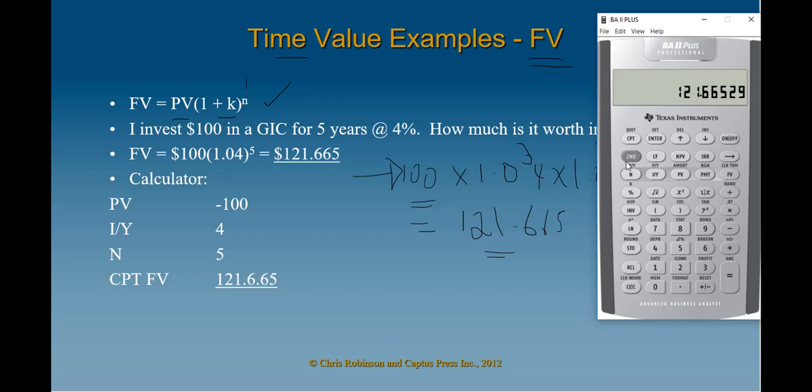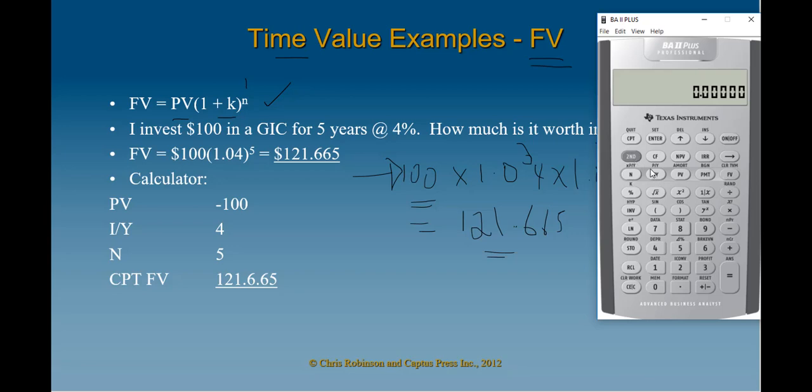Okay, now we know that we also have this functionality across the calculator where N is the number of years, I/Y is the discount rate, 4%, PV is the present value, and PMT is the payments. In this case, there are no payments, just the initial value. And then we can calculate the future value.